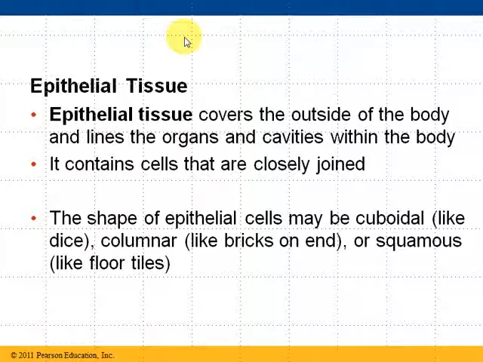So we have 3 different types of epithelial, or 3 different shapes, I guess you would call it, of epithelial cells. Cuboidal, again, like a dice. Columnar, which would be like a column or a stack of bricks. And then squamous, which are like flat floor tiles.